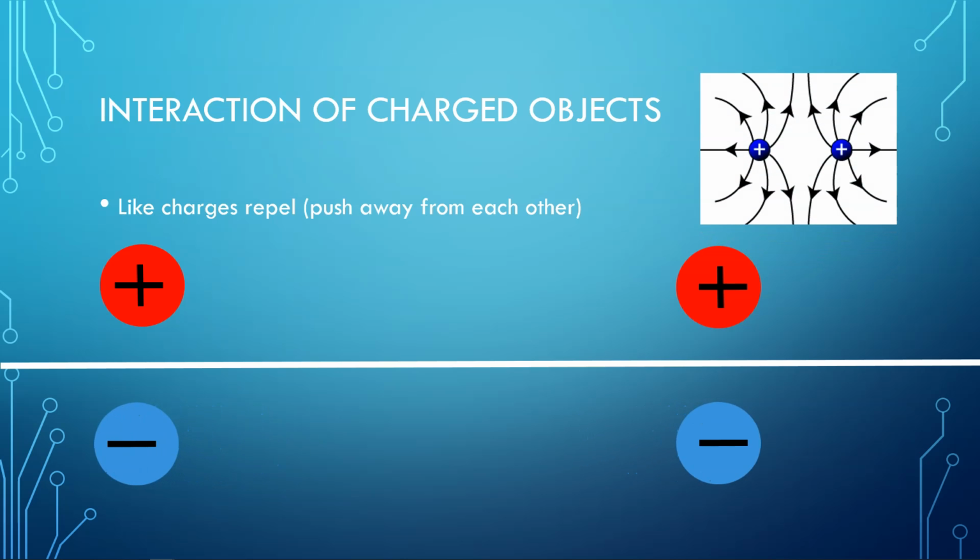This is an image showing what the electric field lines might look like if two objects with the same charge were near each other. Notice how there are no field lines directly between them, like they're avoiding each other. Any positively charged objects in this area would move out and away.